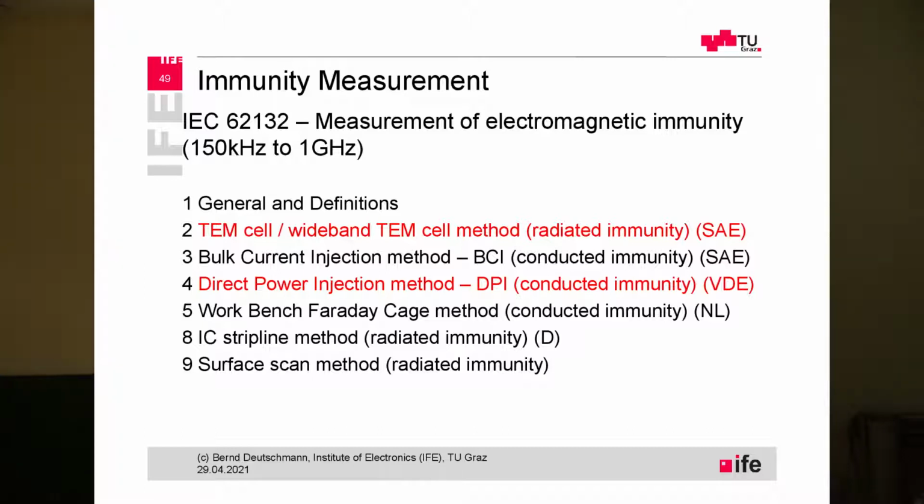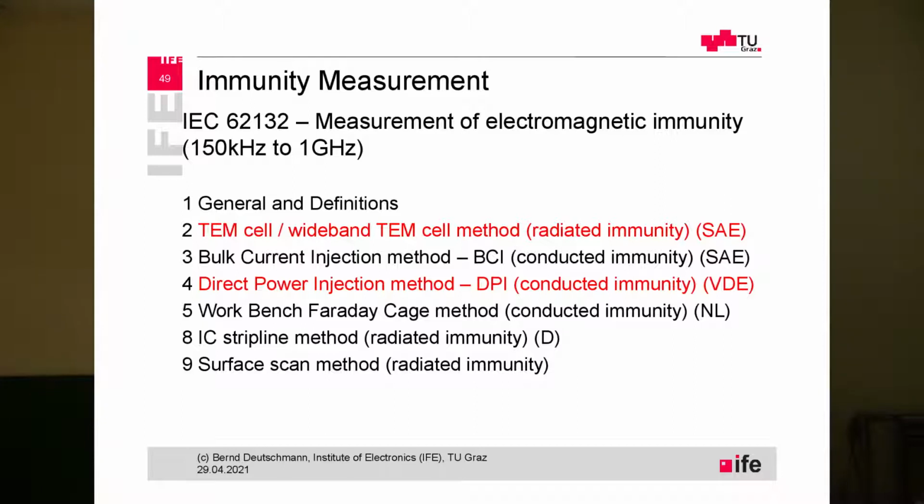It's also more than 20 years old. Measurement of the electromagnetic immunity from 150 kilohertz up to 1 gigahertz. So again, we have the problem with the higher frequency range. In the same way as the emission standard, it's also defined in several parts. Part 1 gives some generals and definitions.